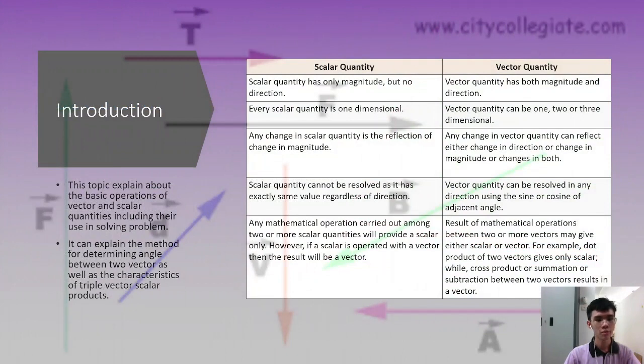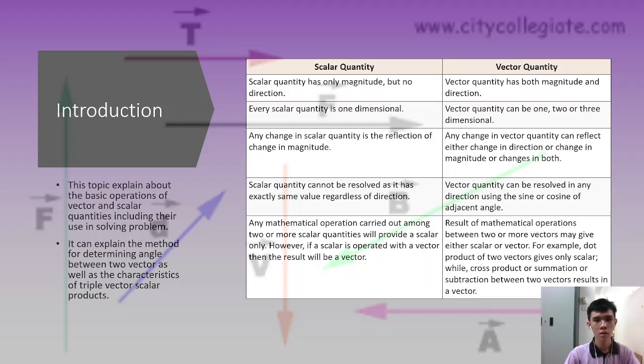Introduction. This topic explains the basic operation of vector and scalar quantities, including their use in solving problems. It can explain the method for determining the angle between two vectors as well as the characteristics of the triple vector scalar product. And these are some of the differences between scalar quantities and vector quantities.